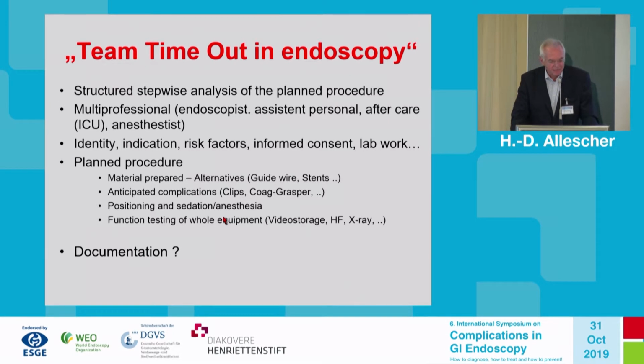It should be multi-professional, so it should involve the endoscopist, the assistant personnel, the aftercare unit, such as the ICU or the anesthetist if present, and it should include, as the factors I already mentioned, the identity, indications, risk factors, and so on. But it should mainly include the planned procedure: is everything prepared, all the materials prepared, are all the alternatives present, like guide wires or the stents?